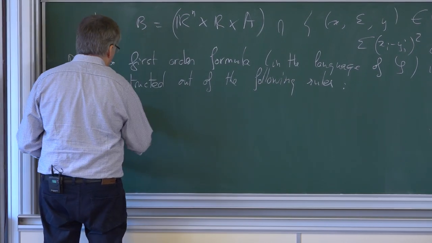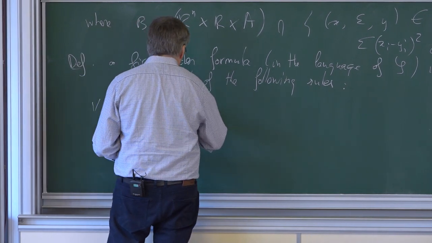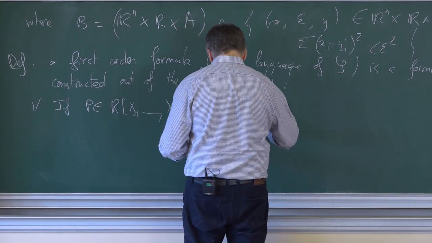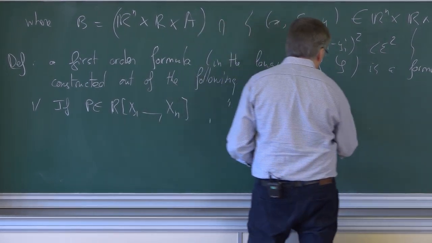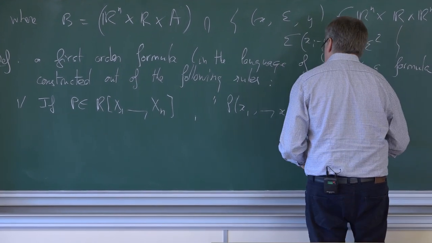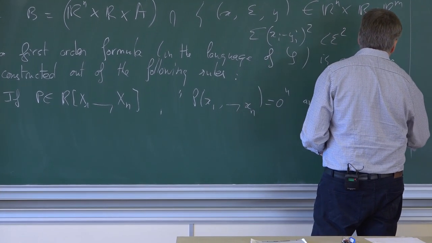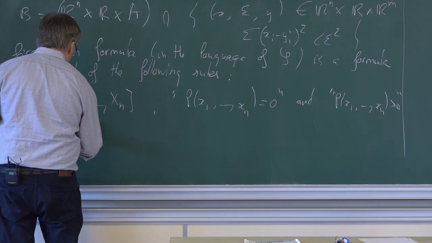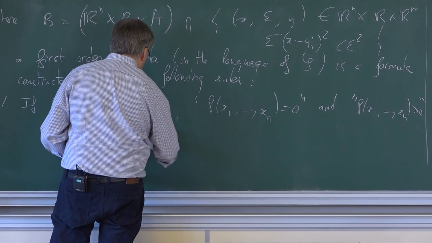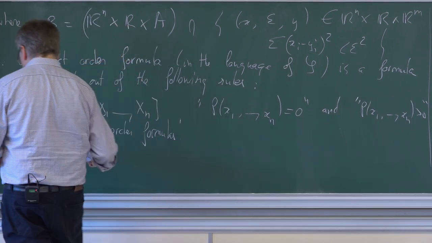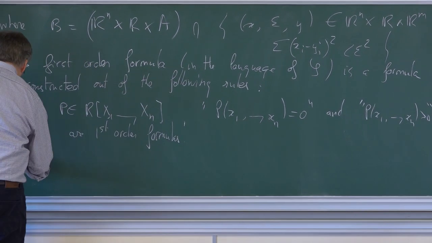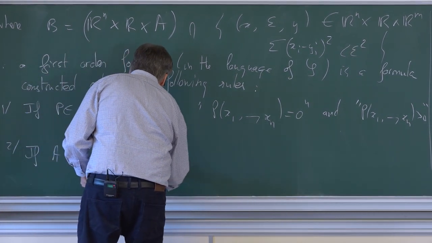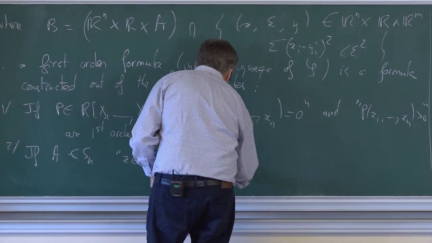First, if you take a polynomial p with real coefficients in n variables, then the sentences p(x1, ..., xn) = 0 and p(x1, ..., xn) > 0 are first order formulas. Second, if A is an element in S_n, then the sentence x belongs to A is also a first order formula.